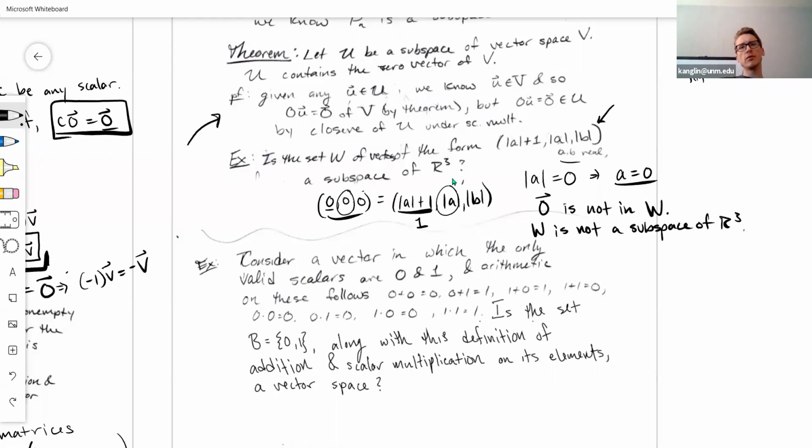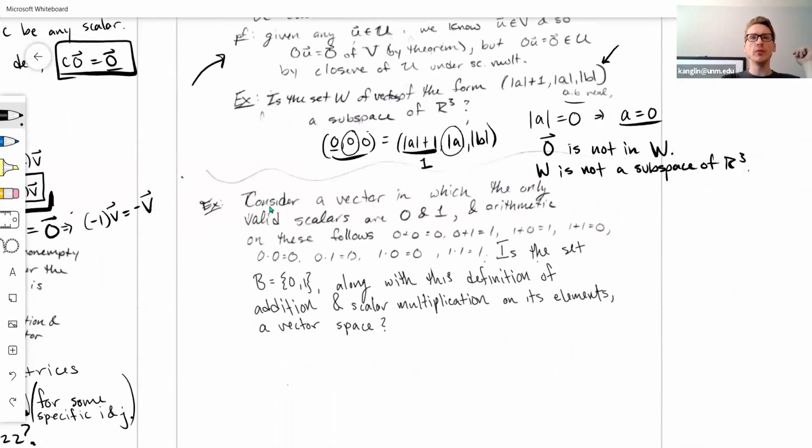Right? It's usually a pretty quick thing to check. It's the thing I would check first when looking at a set of vectors and trying to figure out if it's a subspace. One of the first things I would try is to figure out if the 0 vector's in the set. If not, it can't be a subspace of any larger vector space.